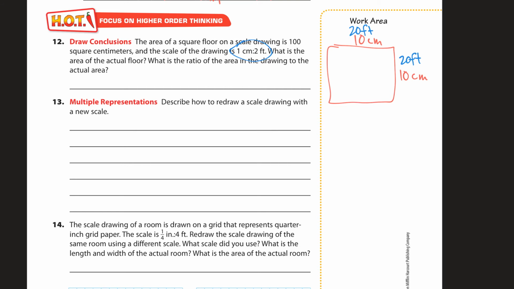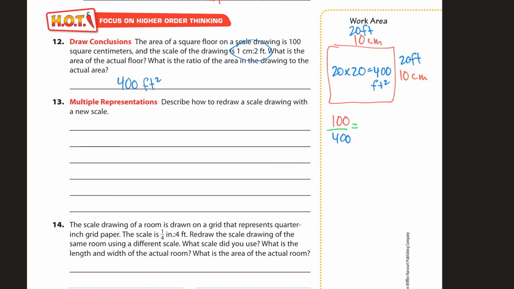Okay. What's the area of the actual floor? It would be 20 times 20, which is 400 square feet. What's the ratio of the area of the drawing to the actual area? So the area of the drawing is 100, and the actual one was 400. So that is equal to 1/4.